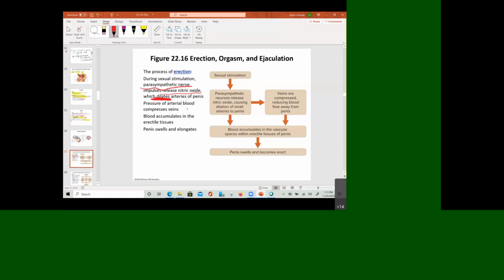Anyways, as a result of the nitric oxide dilating the arteries of the penis, the pressure of the arterial blood flow compresses the veins because you're dilating the arteries. So now that dilatation compresses the veins. The blood then accumulates in the erectile tissue, which is cavernosa blood. This leads to the penis swelling and elongating. Okay? These are the steps in order.